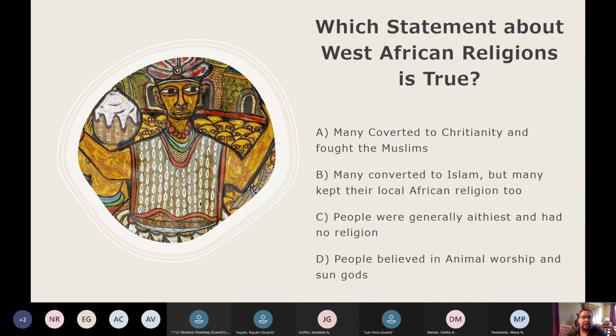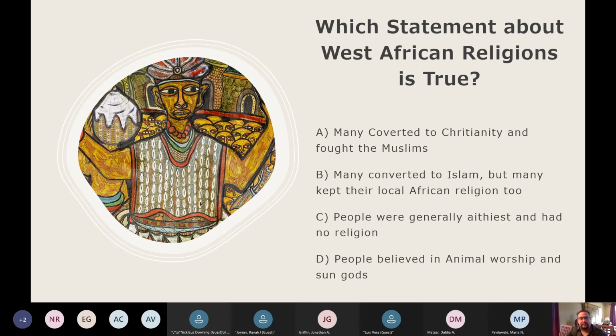Which statement about West African religions is true? Which one is true? Many converted to Christianity and fought with the Muslims. Many converted to Islam, but many kept their local African religions too. People were generally atheist and had no religion. People believed in animal worship and sun gods.